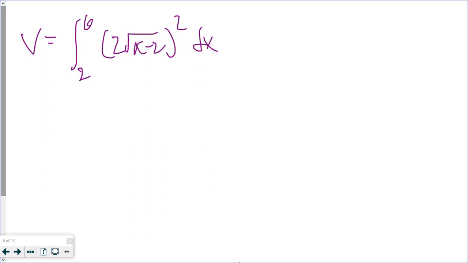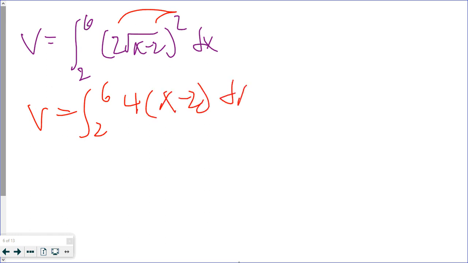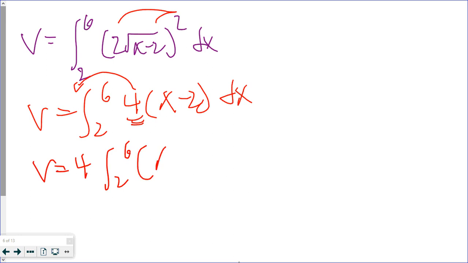Okay. Before I integrate it, I probably want to simplify it down just a little bit. In fact, I can distribute the squared, and I got that volume equals the integration 2 to 6 of 4 times x minus 2 dx. In fact, I can actually bring this 4 out. So volume equals 4 integral 2 to 6 of x minus 2 dx.